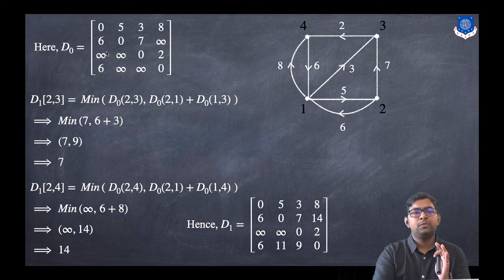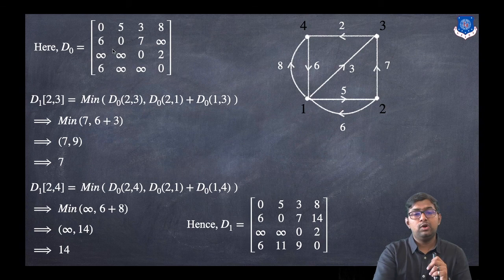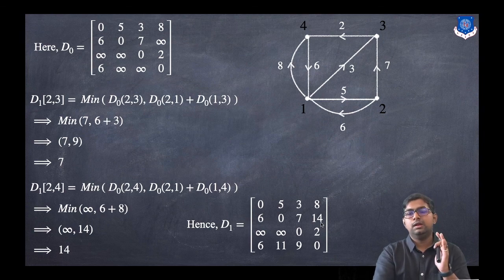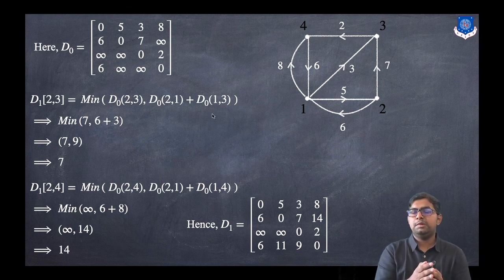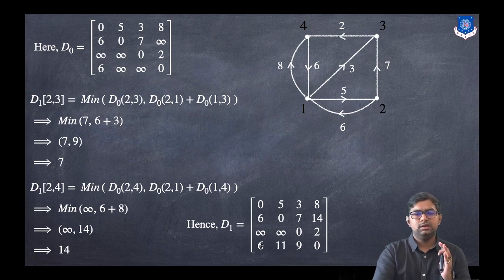Now let us calculate this entry, 3 1, and then this entry, 3 and 2. In the previous matrix it was infinite. For 3 and 2 we again put 1 in between, so 3 1 and 1 2. 3 1 is infinite, so this entry will be the same. Now for 3 and 4, previously it was 2. Again we put 1 in between, so 3 1 and 1 4. 3 1 is infinite, so this 2 will remain as it is, and the 6 will also remain as it is.